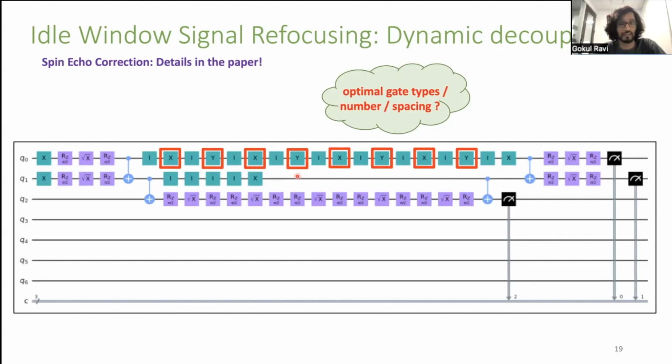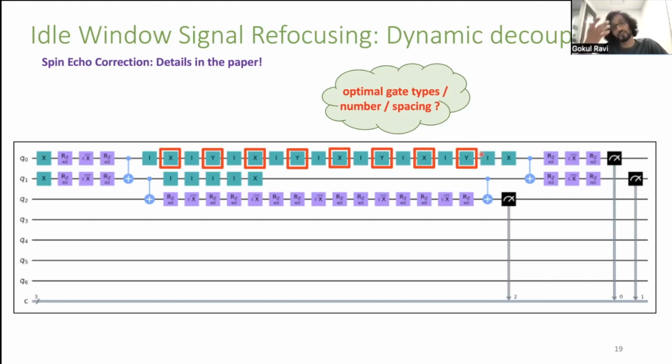And another error mitigation technique, which is somewhat related, is this idea of dynamic decoupling. And here the idea is that you are explicitly inserting some specific gates within these idle windows, which are the gates highlighted in red over here. So you can see an alternating sequence of XY, XY. And this performs the same task as what I showed earlier, that it is able to refocus the signal as it decoheres over this idle window.